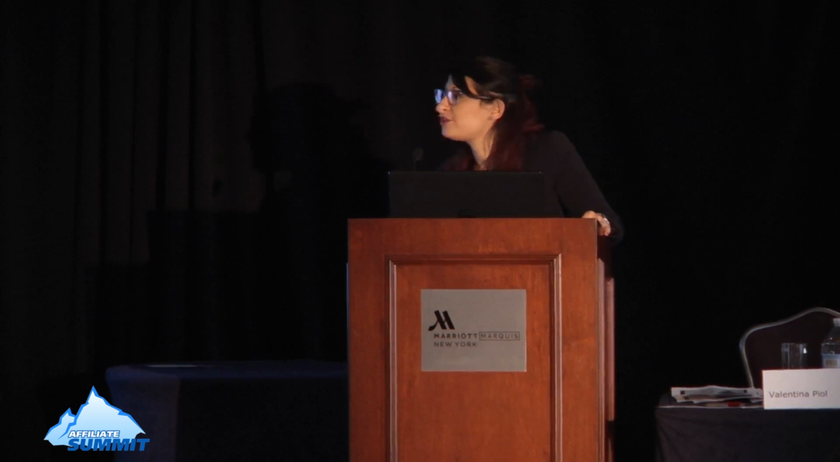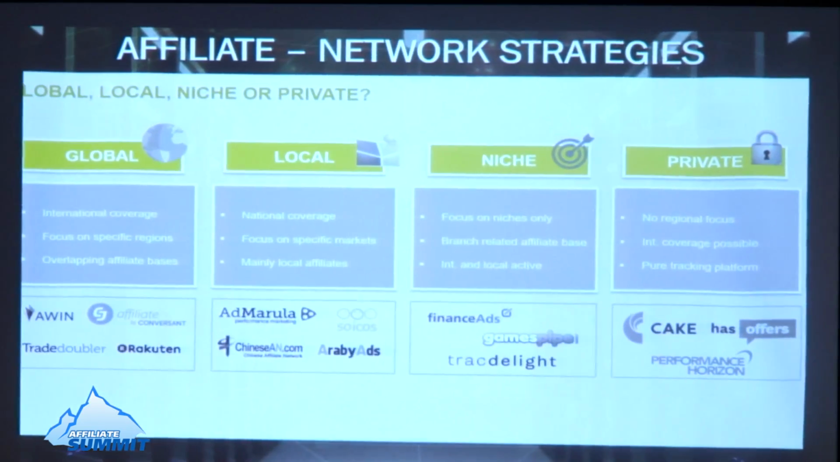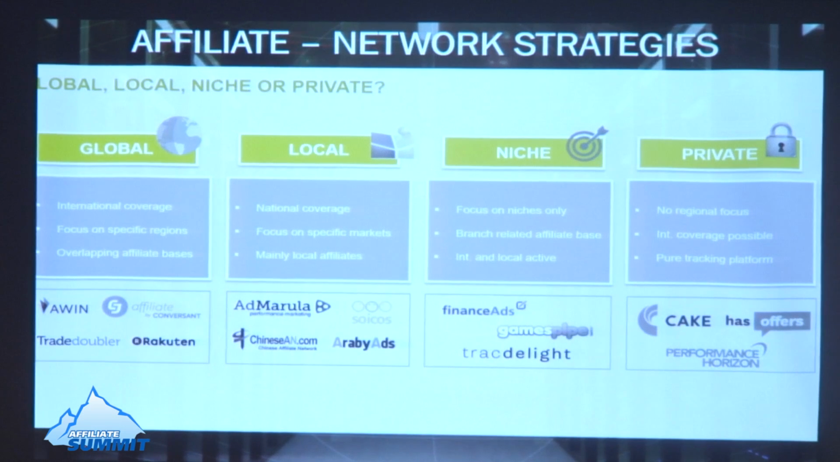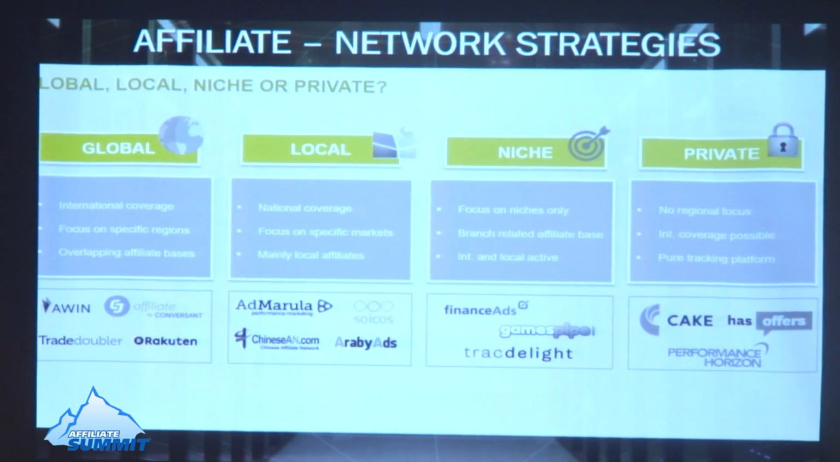We try to cluster a little bit the landscape when it comes to networks, and defined 4 different types. 3 of them are basically so-called public networks, subdivided into global, international ones, local, regional ones, and so-called niche networks. And on the other hand side, as contrast to that, so-called private networks that are basically technology or tracking platform providers.